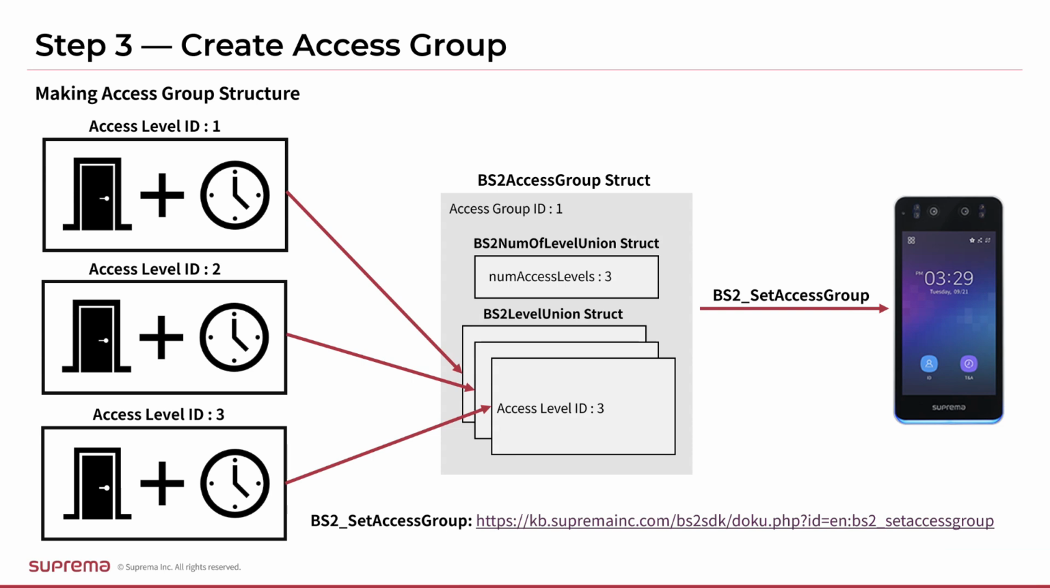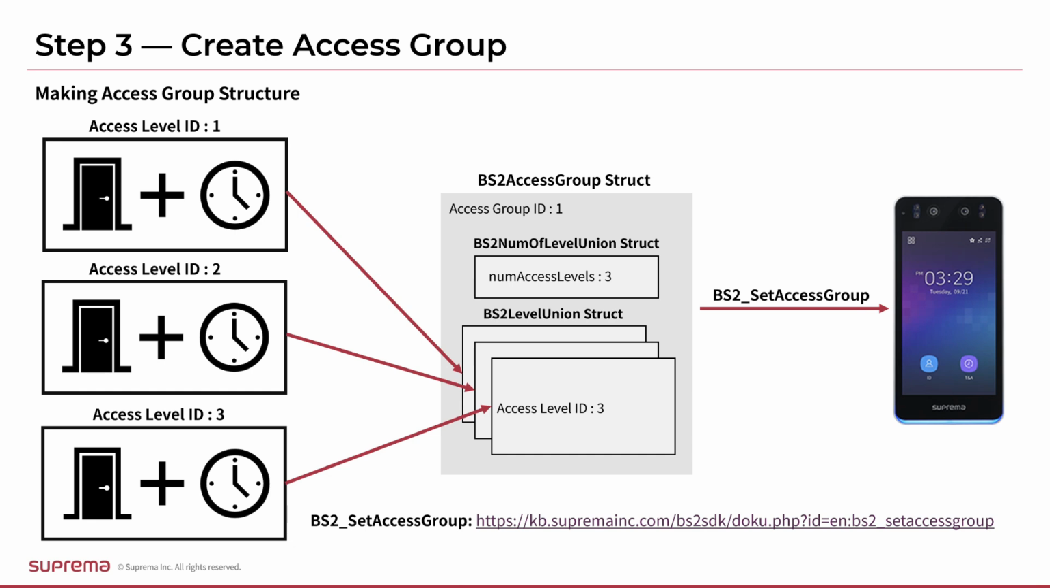Now, we're on step 3, creating an access group. Remember, an access group is what connects users to access levels. But before we can assign users, we first need to create the access group configuration itself. On the left, you can see we have 3 access levels, each combining a door and a schedule. Access level ID 1, 2, and 3. These are bundled into a bs2 access group struct on the right.